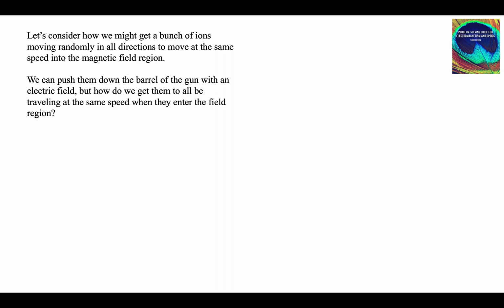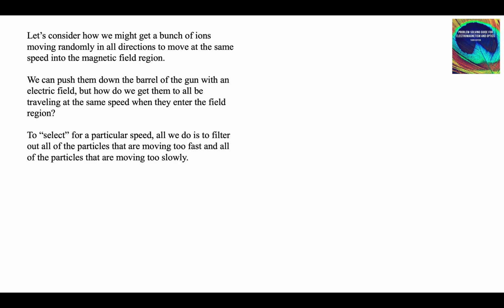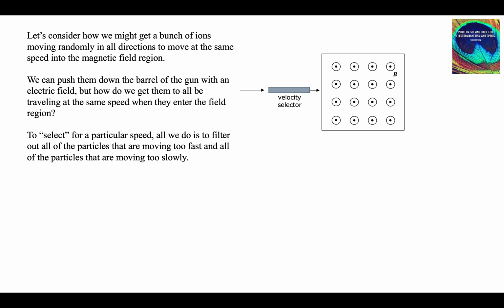So let's consider how we might get a bunch of randomly moving ions to move at the same speed, in the same direction, into the magnetic field region. We want to push them down the barrel of a gun. We can do that with an electric field, but how do we get them to be moving the same speed? There's a very clever technique. We can use a velocity selector. If they're moving too fast, we filter them out. If they're moving too slow, we filter them out. And here's how we do that.